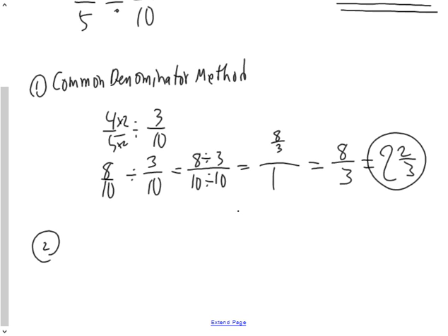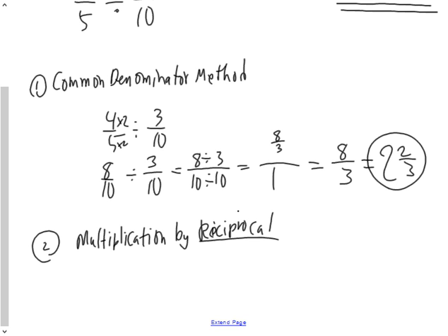The second method to solve this would be what we call multiplication by reciprocal. Reciprocal is a fancy mathematical word for simply flipping a fraction upside down, or exchanging the numerator and denominator of a fraction. Flipping a fraction.